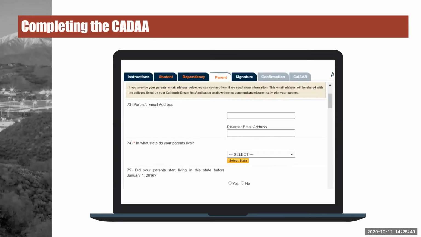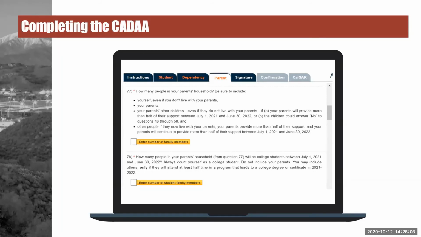Okay. The next pieces of information you will need to report are as follows: parent email address and the state where your parent or parents reside. You will also have to answer yes or no to whether your parents have resided in their state before a specific date, January 1st, 2016.